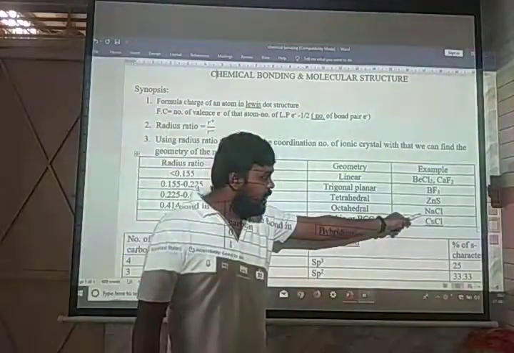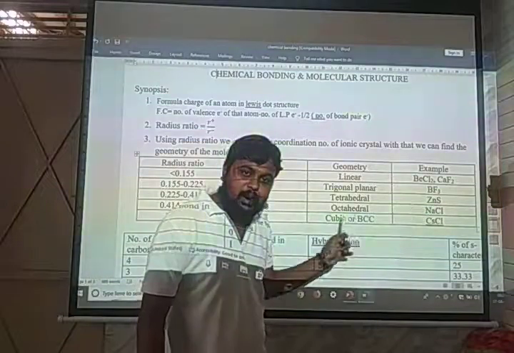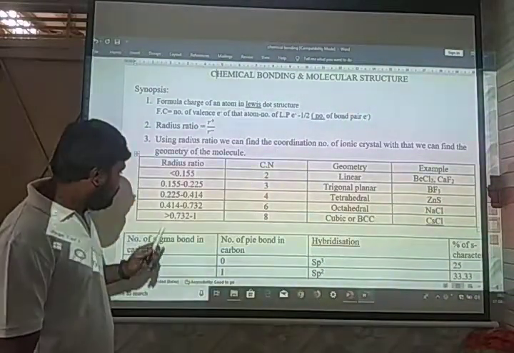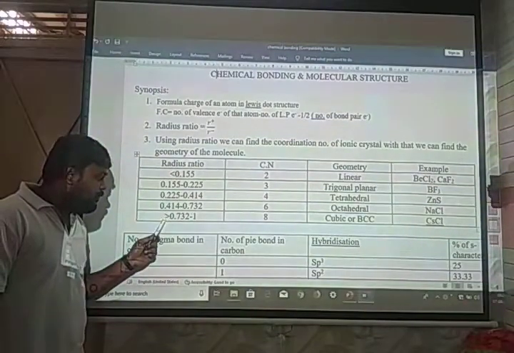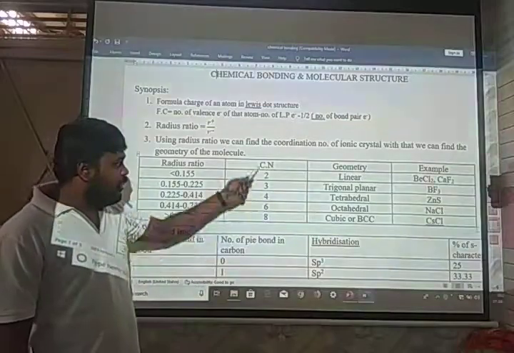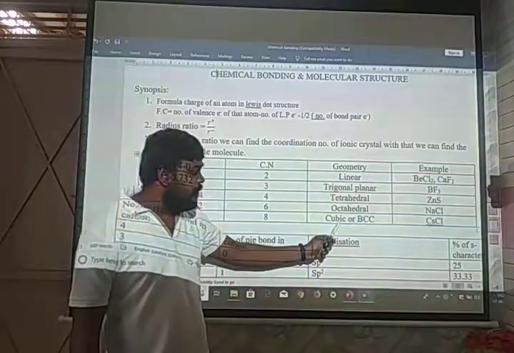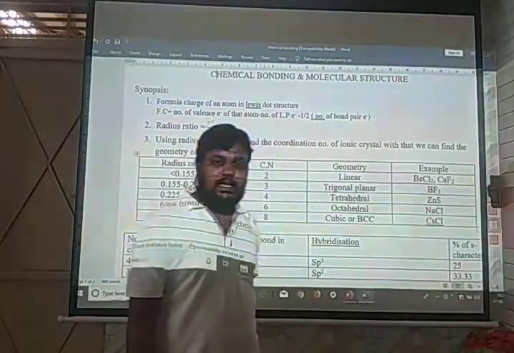Example is NaCl, and here you may get the FCC, CCP or HCP type of crystal lattices. If the coordination radius ratio value lies between more than 0.732 and less than 1, so coordination number is 8, and here you will be getting the cubic structure or BCC structure. Example here is cesium chloride.